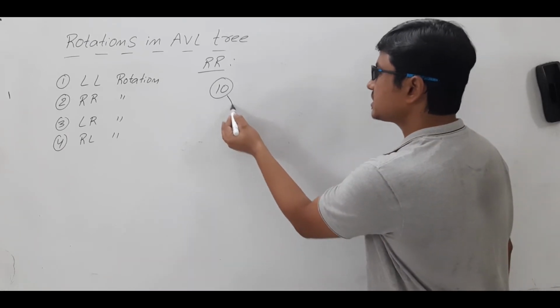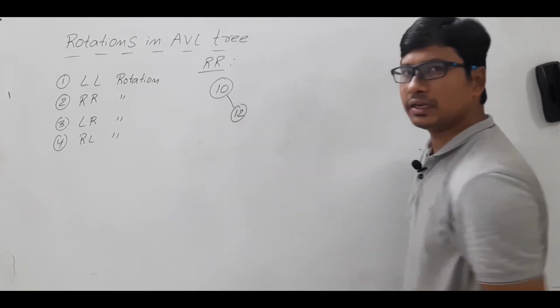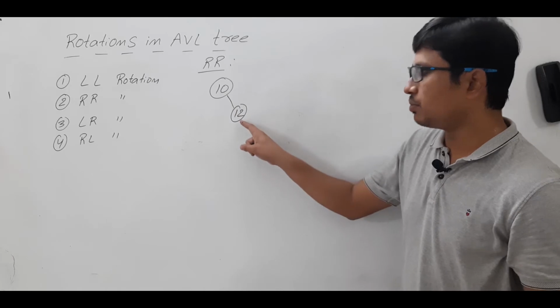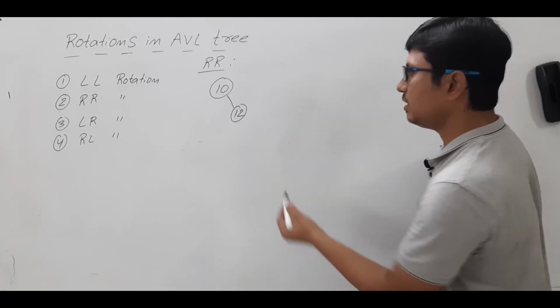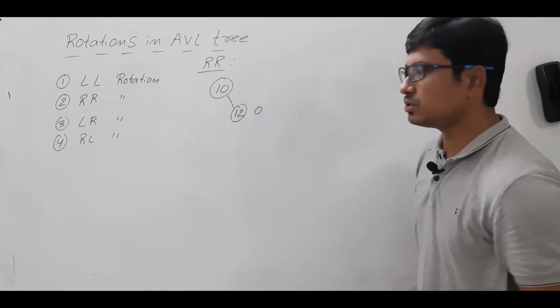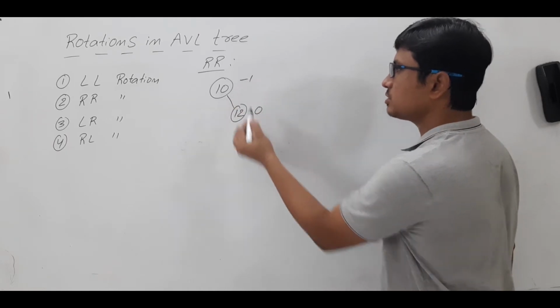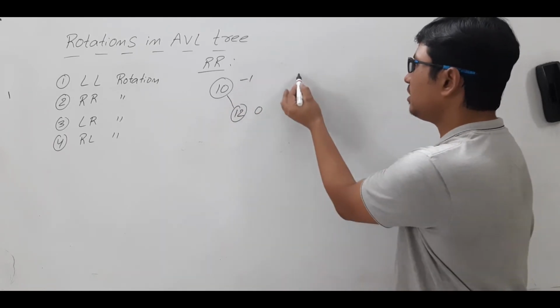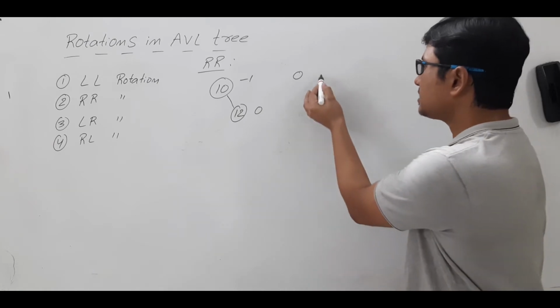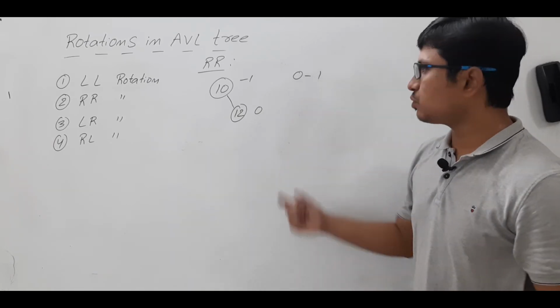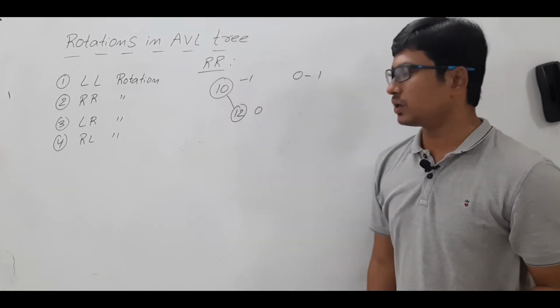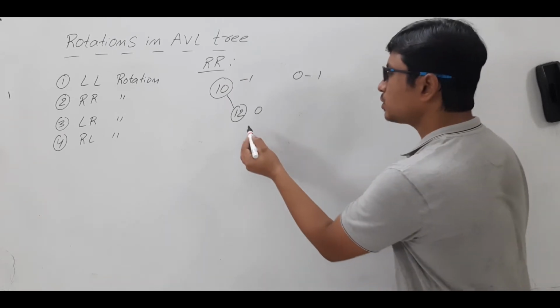Now you want to insert 12. Okay, 12 is greater than 10, so obviously we will insert it in the right subtree. Now the balancing factor of this one is 0. The balancing factor of this one is minus 1, because the height of the left subtree is 0 and the height of the right subtree is 1. So 0 minus 1 is minus 1. Still it is okay.